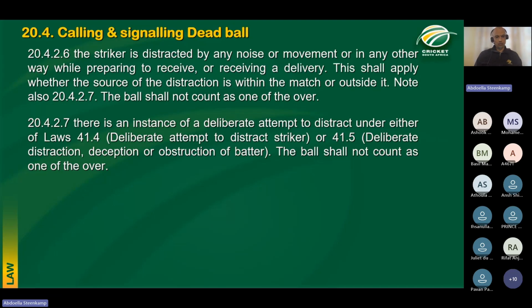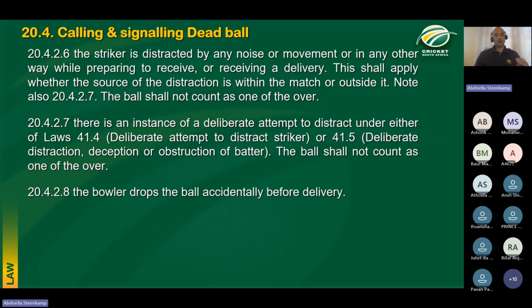If under Law 41 there was a deliberate attempt to distract the striker while the striker is receiving the ball, you can call and signal dead ball. If there was a deliberate distraction, deception, or obstruction after the ball was delivered, intervene by calling and signaling dead ball. Also call and signal dead ball if the bowler drops the ball accidentally while running in.